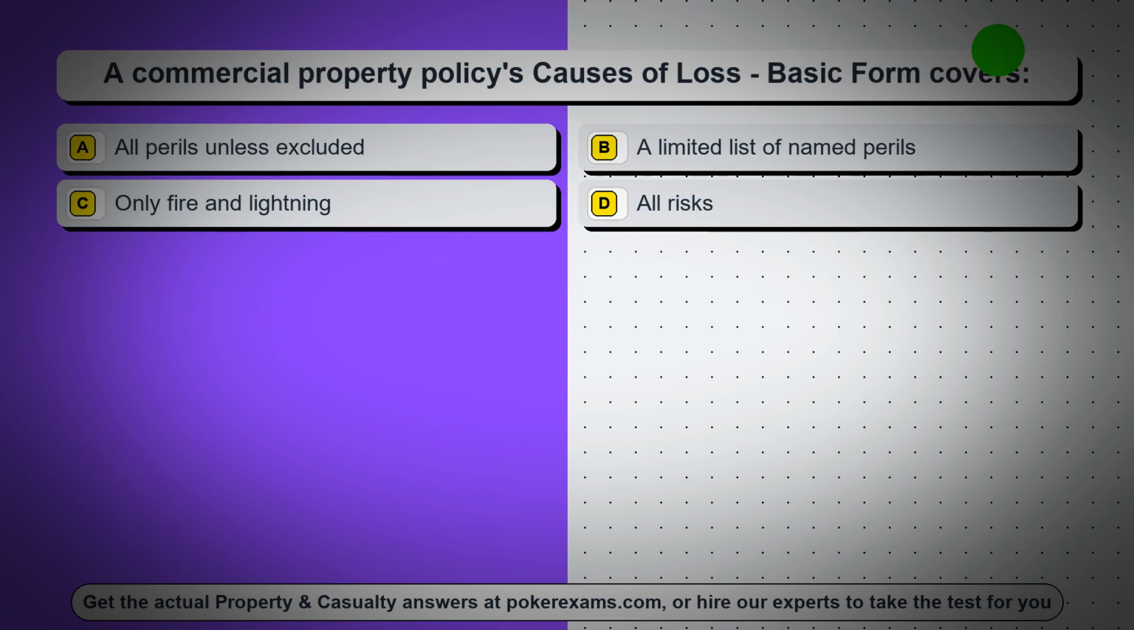Question 26. A commercial property policy's causes of loss basic form covers: option A, all perils unless excluded; option B, a limited list of named perils; option C, only fire and lightning; option D, all risks.